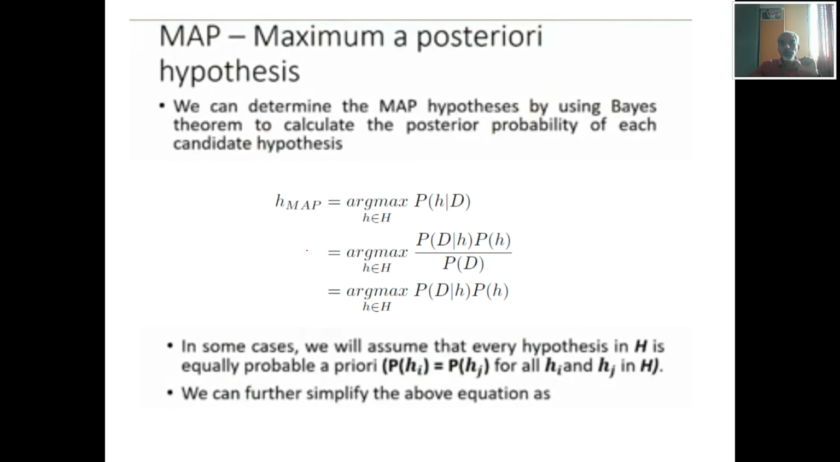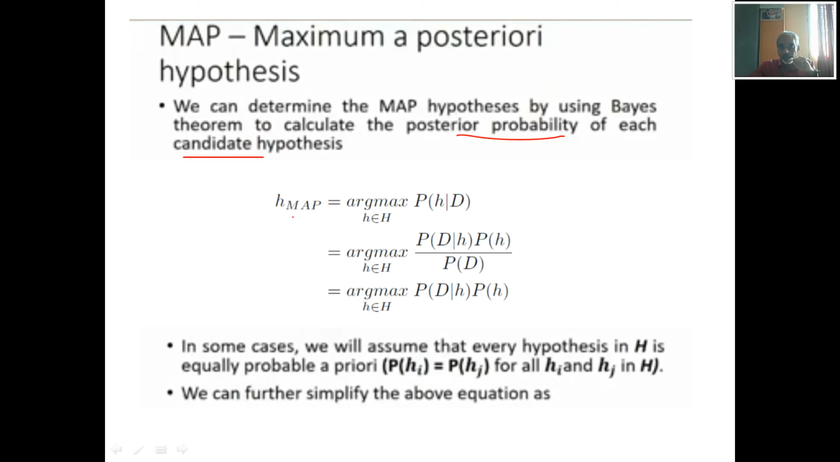Now how are we going to come up with an equation for this, that is, the maximum a posteriori hypothesis? We can determine the maximum a posteriori hypothesis by using Bayes theorem. We apply that Bayes theorem to calculate the posterior probability of each candidate hypothesis.